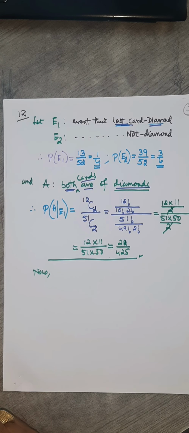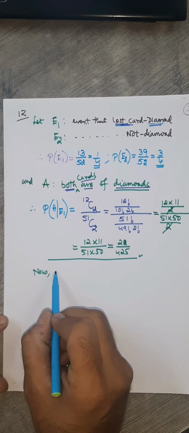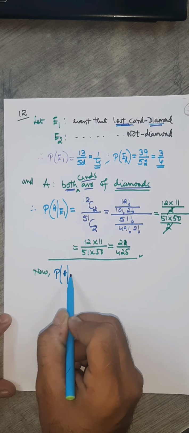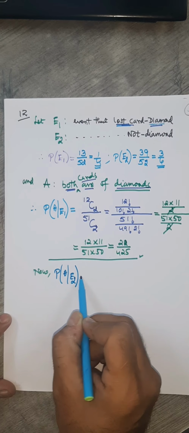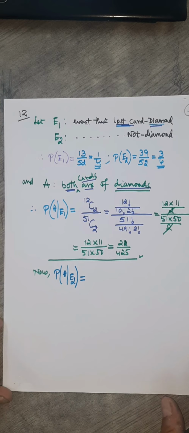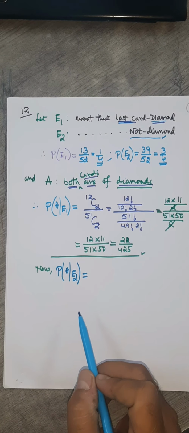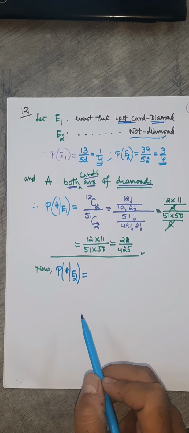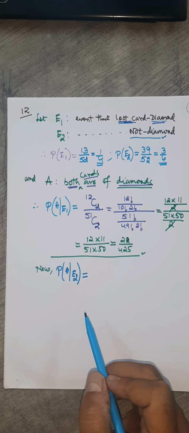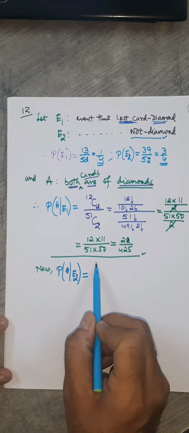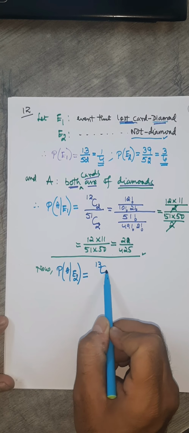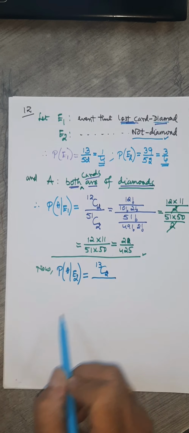Now which second probability? That is the probability of the event A given the event E2. So E2 has already occurred. That is, the lost card is not a diamond. Lost card is not a diamond, remember. So how many diamond cards are there? 13. You are going to select any two from them. So these are the favorable outcomes.